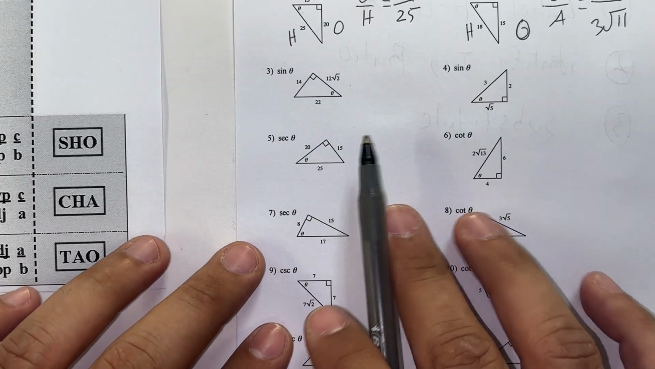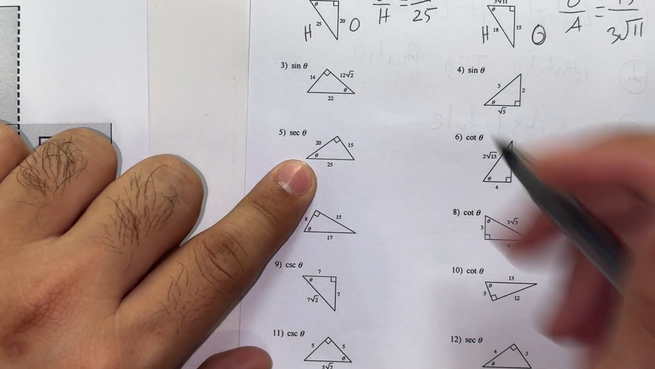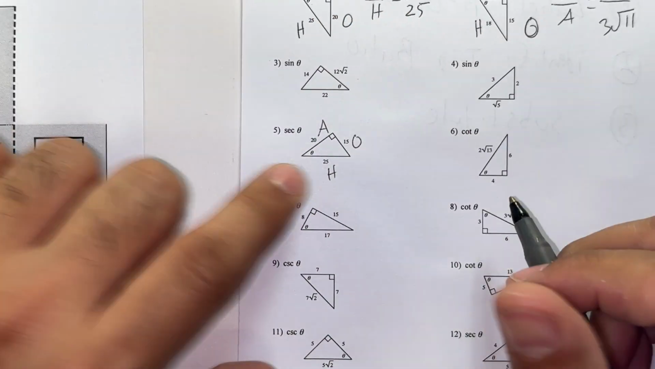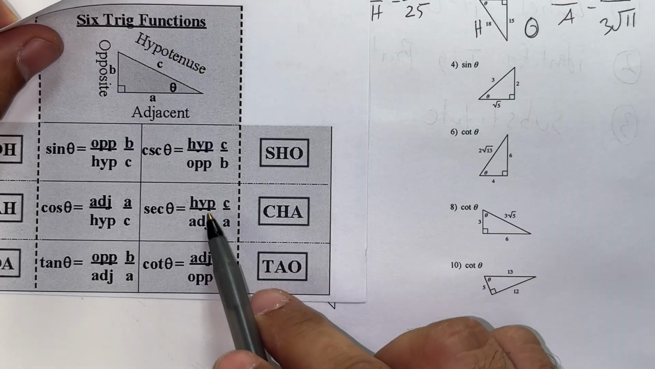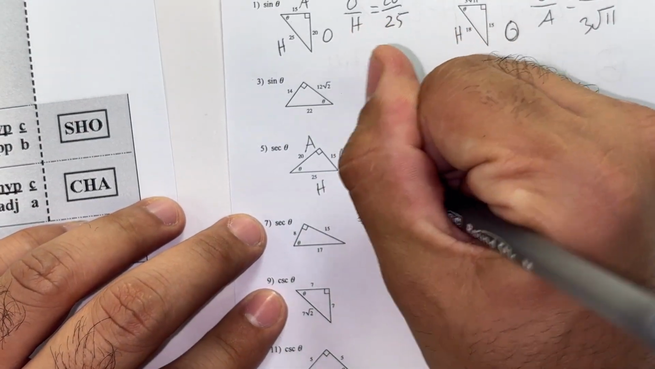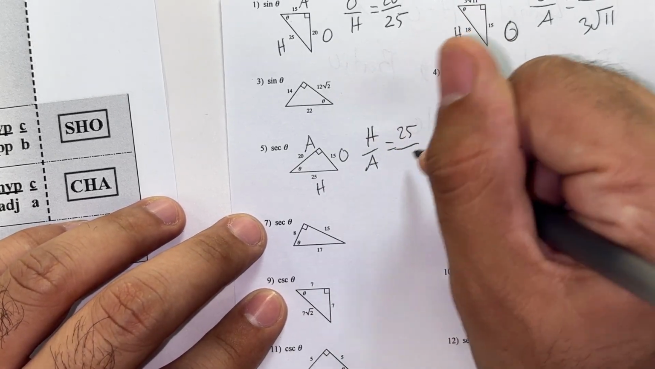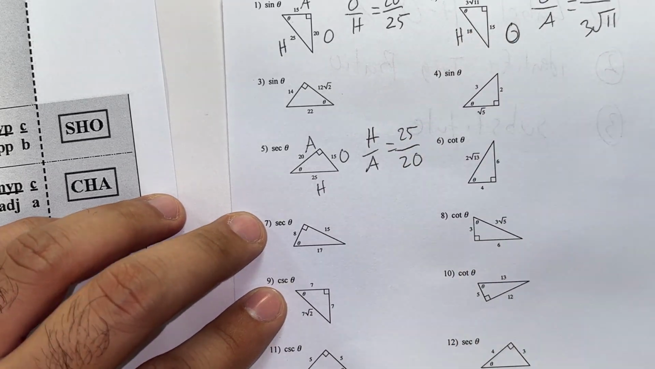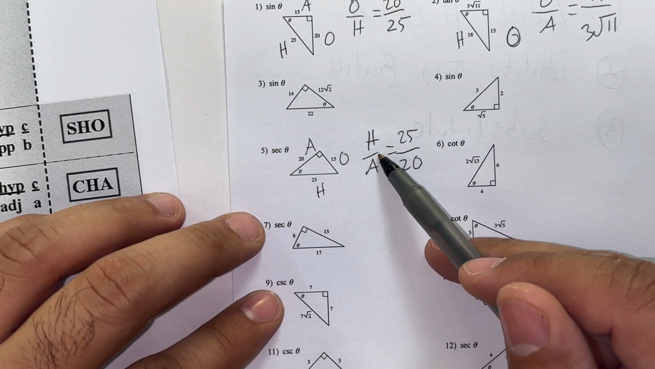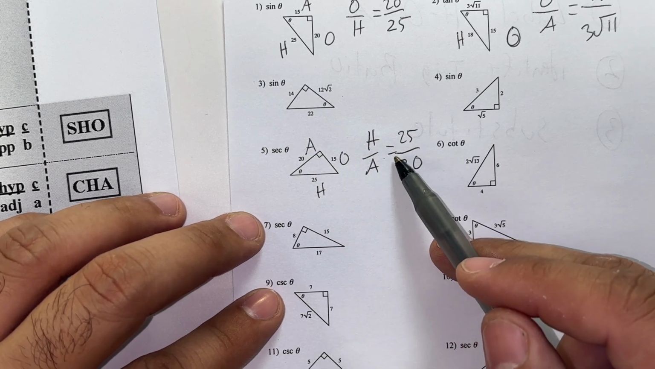Let's move on to number 5 here, which is secant. Let's go to H, hypotenuse, opposite, adjacent. Secant here, it tells us to use the hypotenuse over the adjacent. H over A. Therefore, this is going to be 25 over 20. And then we're done. Secant is the opposite of cosine. Cosine uses AH. Secant uses HA. It's just flipped upside down.